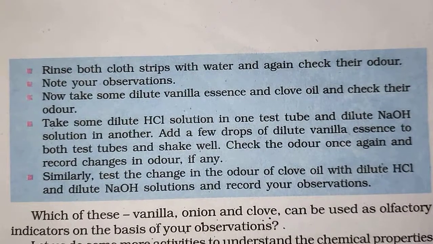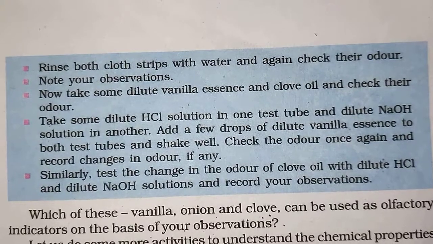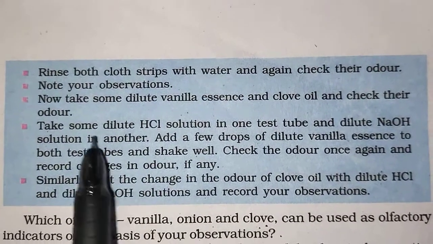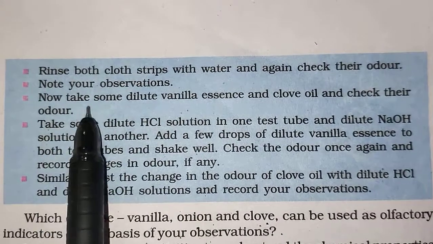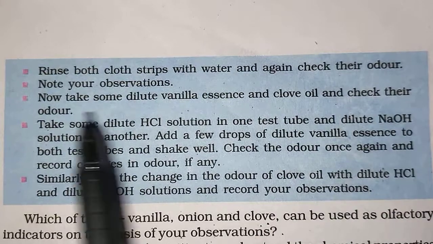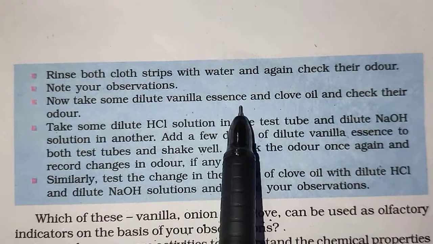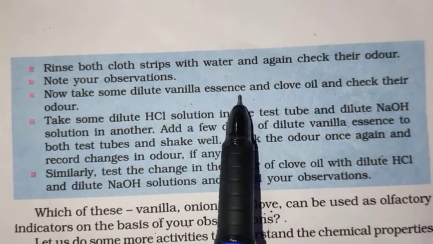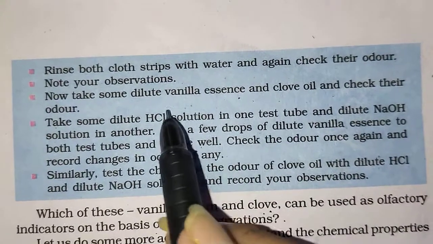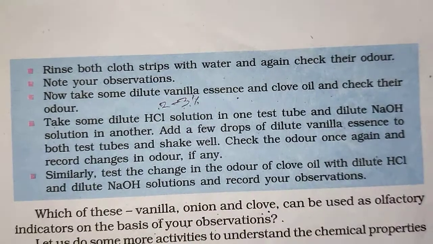So thus you can say that onion is one type of olfactory indicator. Now we see, take some dilute vanilla essence and clove oil and check their smell. So vanilla essence is one type of substance which is made by 2 to 3% alcohol.